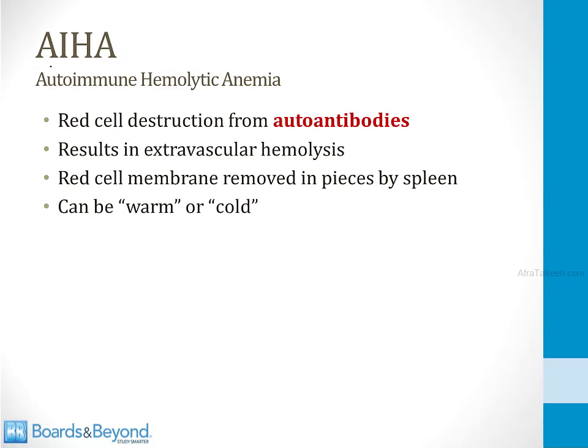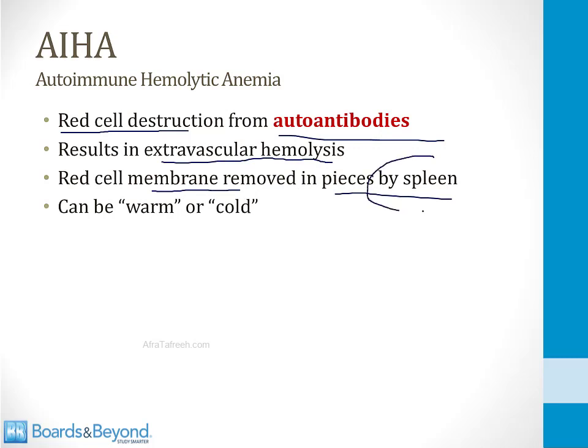So autoimmune hemolytic anemia is a fairly straightforward condition to understand. It's a condition where there is red cell destruction from autoantibodies. It results in extravascular hemolysis. When the red cells get coated by antibodies, the red cell membrane is removed, usually in pieces, by the spleen. Therefore, it's extravascular hemolysis. You might think that antibodies could activate complement, but remember that red cells have many proteins on their surface to protect them from complement activation. So generally, complement doesn't get activated by antibodies and destroy red cells inside the vasculature. Instead, they are removed by the spleen.